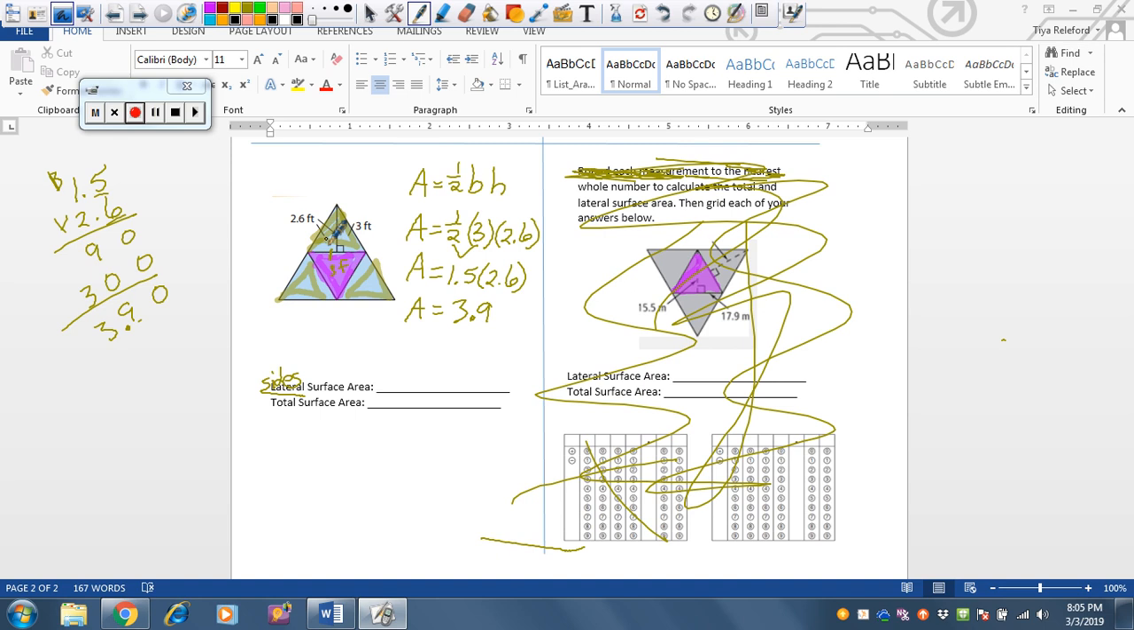Hit pause and finish. Each one of those triangles is 3.9, so you need to multiply that 3.9 times 3. And you will get your lateral surface area. Here's the cool thing, because they're equilateral, the base is also 3.9. So just add 3.9 to that 11.7. And you'll have it. Nice, huh?